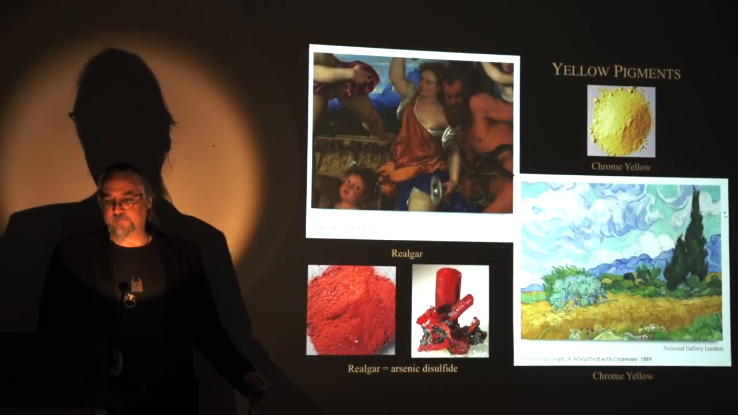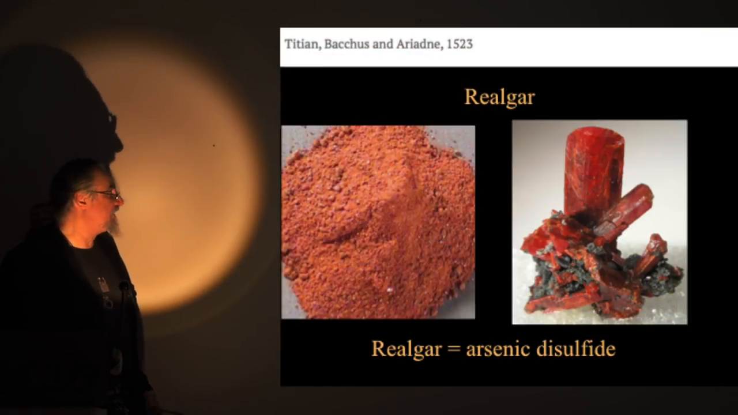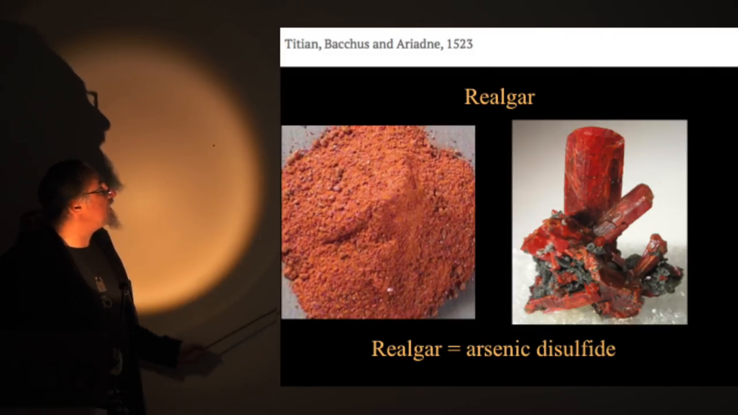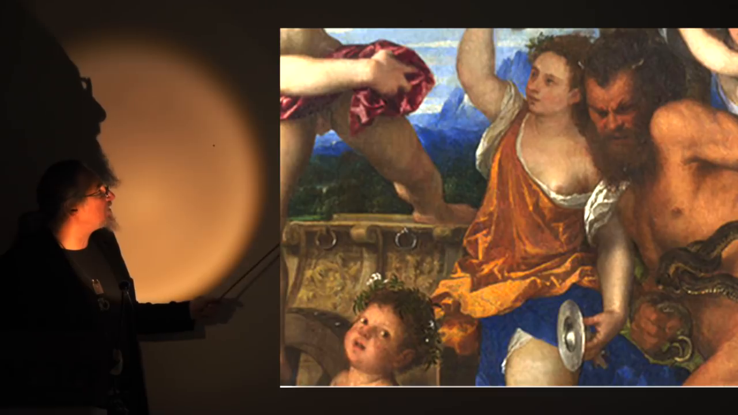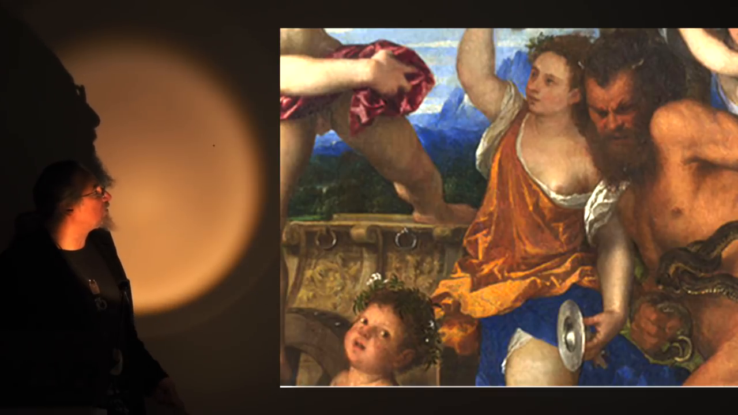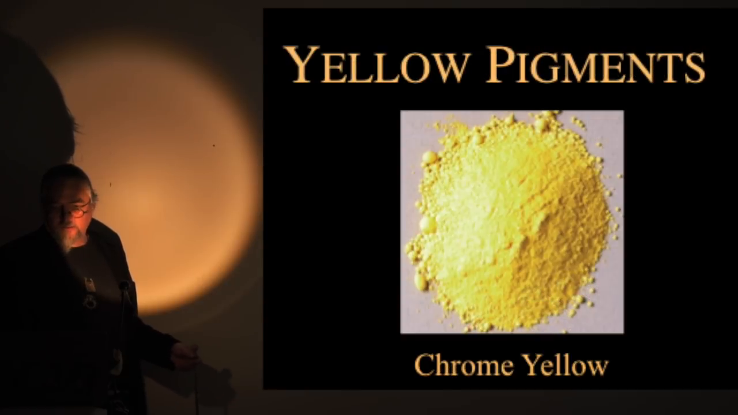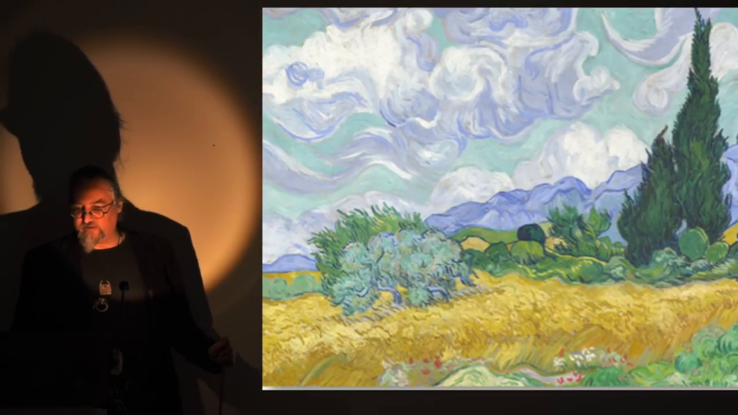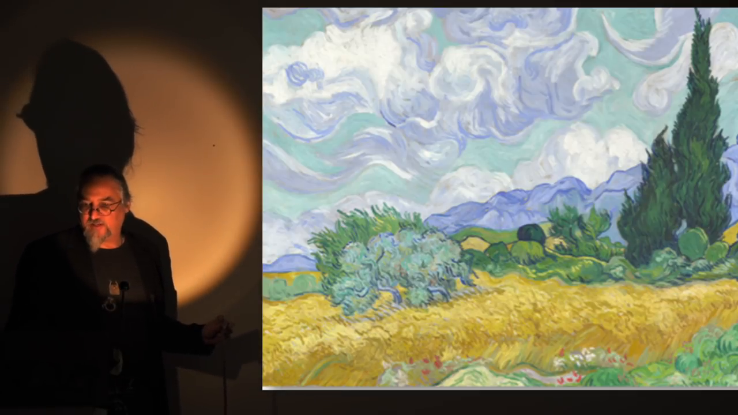A few more examples. Here again, realgar, which is this orangey pigment made from arsenic disulfide. And you can see its unique qualities, somewhat yellow, somewhat red, a genuine orange tone. On the right, Vincent van Gogh using his chrome yellow to create those beautiful wheat fields in a typically post-impressionist painting.